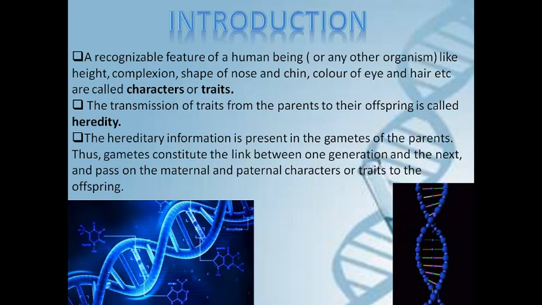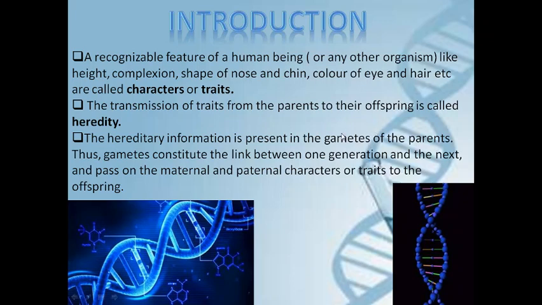And the transmission of traits from parents to the offspring is called heredity. You can use the word inheritance also instead of transmission. So you will say inheritance of characters or traits from one generation to another is called heredity. Please note down that this genetic information, or hereditary information, is present in the gametes. What are gametes? Gametes are the sex cells.